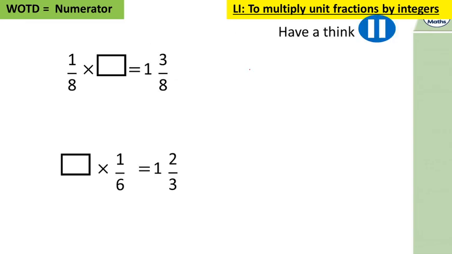Right, so pause the video and have a go at these. 1/8 times what is worth 1 3/8. So how many eighths would be in 1 3/8? Remembering how many eighths is in a whole. And then we've got something times 1/6 that equals, or is equivalent to, 1 2/3. So maybe you could make those denominators the same. To start with, what do you do with 3 to make it equal 6? Whatever you do to the bottom, do to the top. So pause the video and have a think about those.